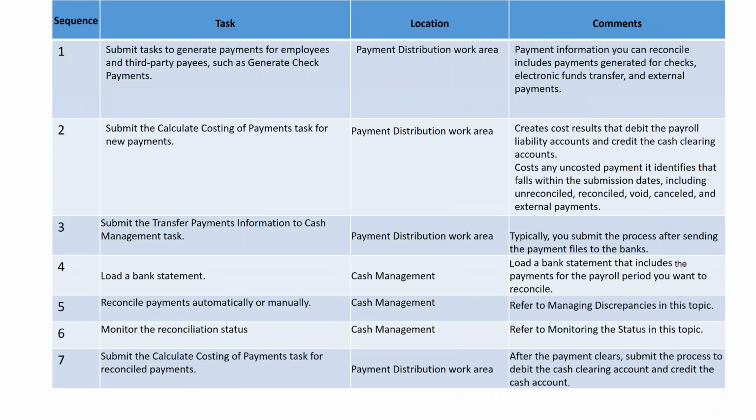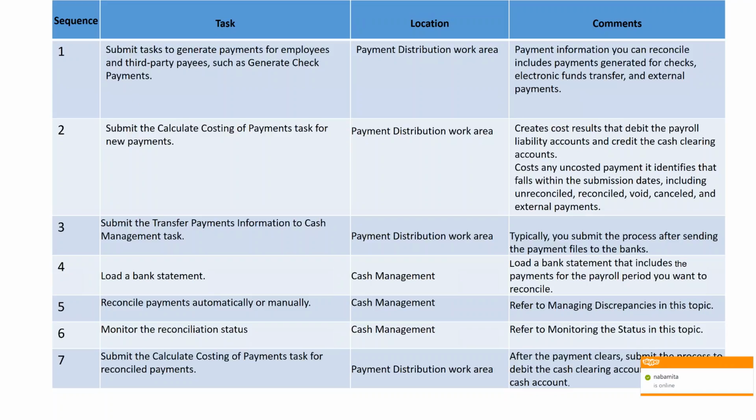The next slide is about the tasks that we need to process for this payments costing process. Now there are 7 different tasks. All these tasks are specific to cash management reconciliation, not for the payroll. So the first task is submit task to generate payments for employees and the third parties.